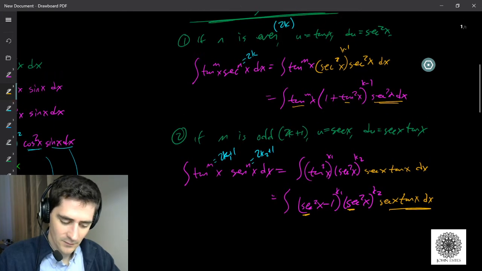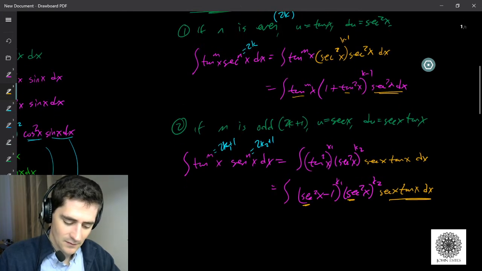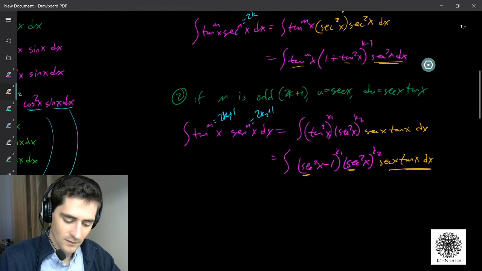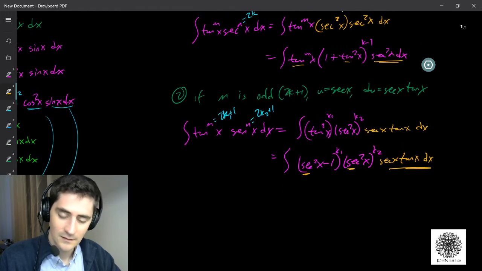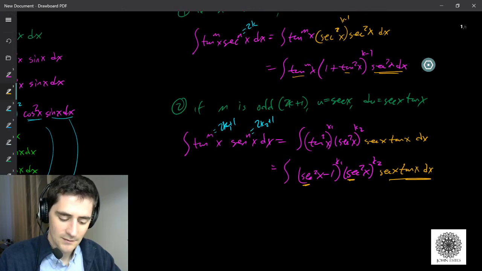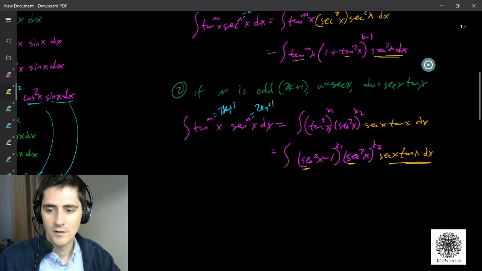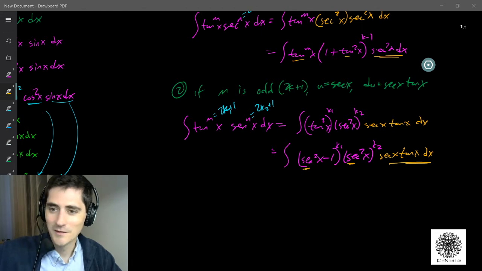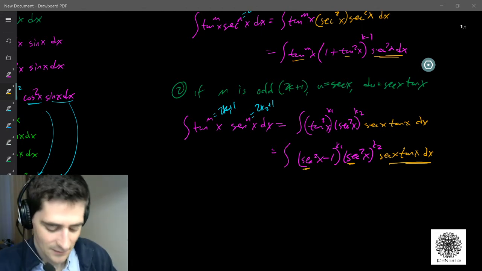Now, let's see. So we covered the case if n is even, and then we covered the case where n is odd and m is odd. What happens if n is odd and the tangent is even? Well, that could be difficult, and that's actually a case we don't really consider here.